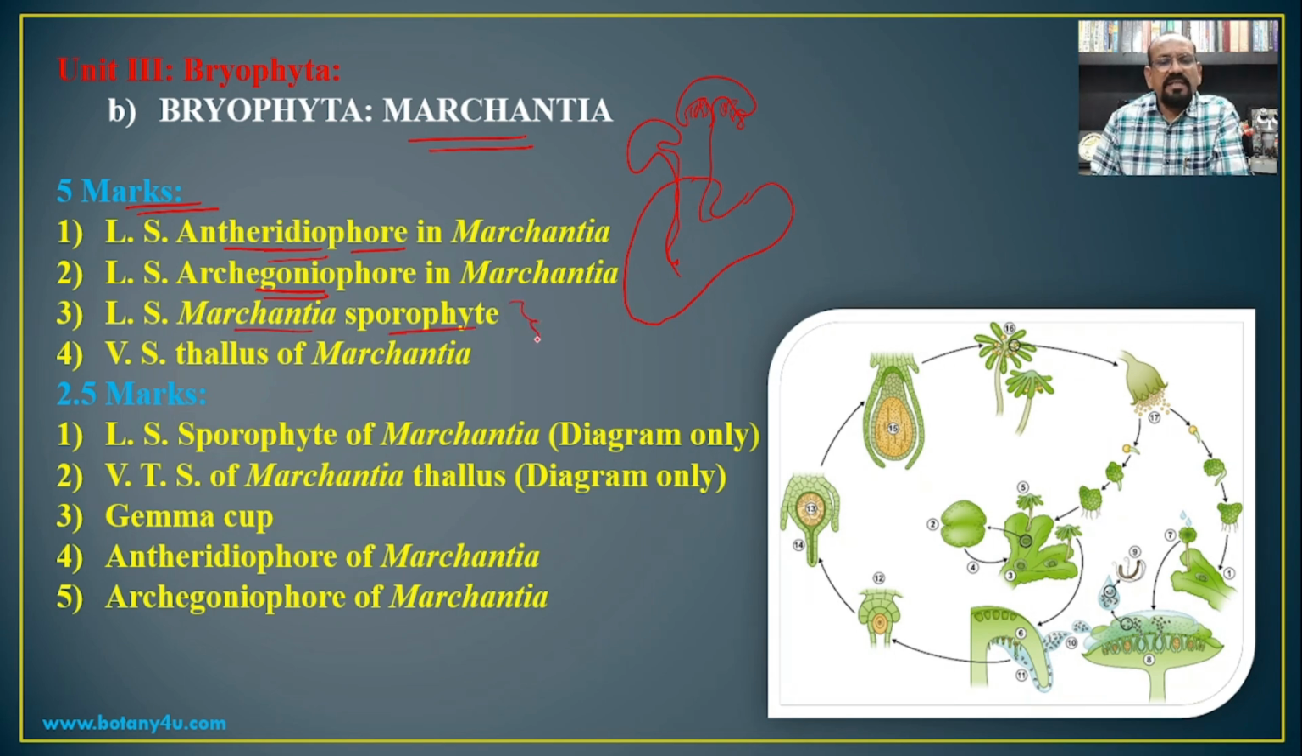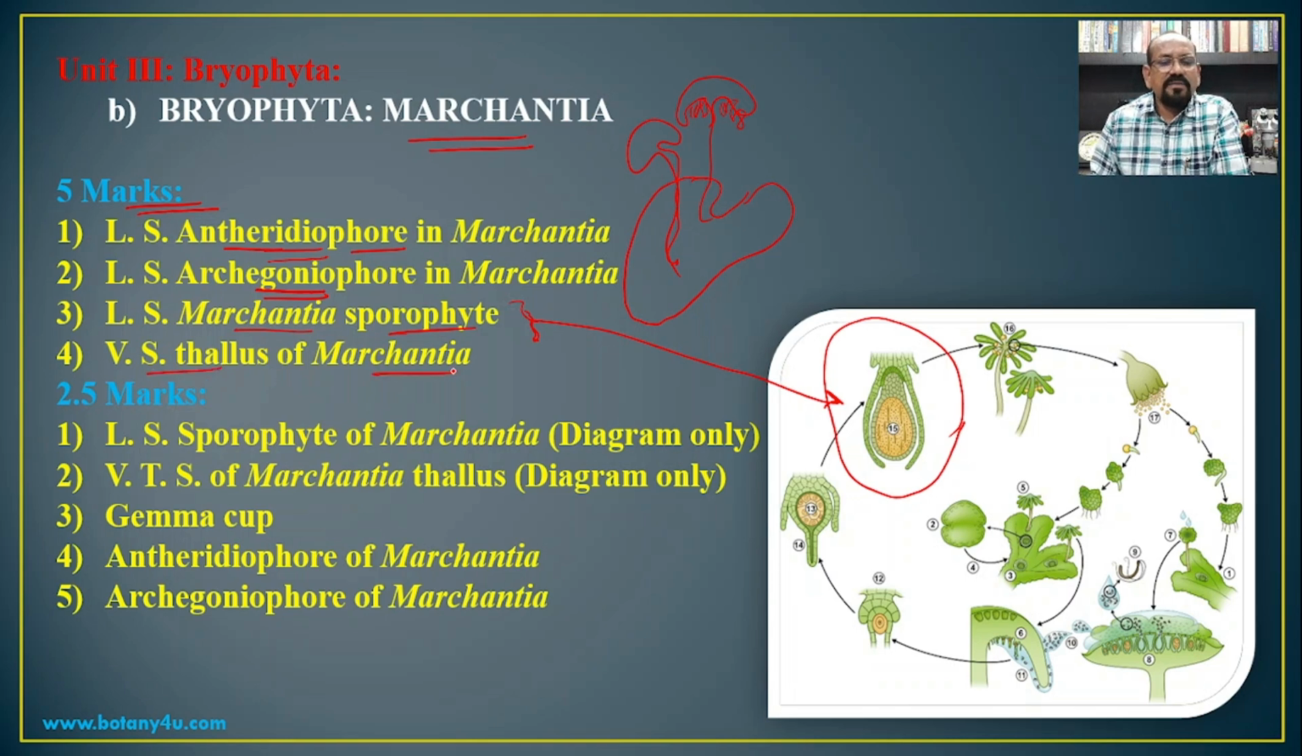If you see the bryophytes, a very common question asked in the university examination is the structure of the sporophyte, or the capsule, or the sporogonium, one and the same thing. So LS of Marchantia sporophyte means, if this type of question comes, we have to draw this diagram and provide the description of the foot, seta and the capsule of the sporophyte.